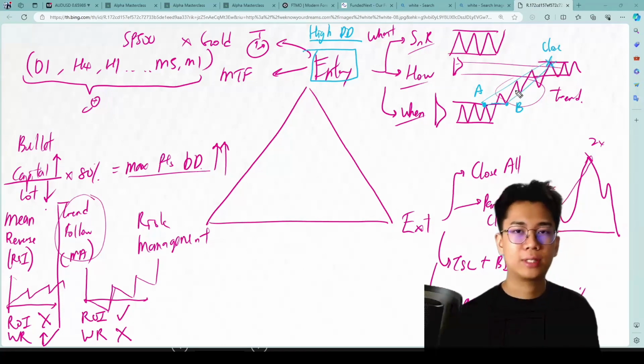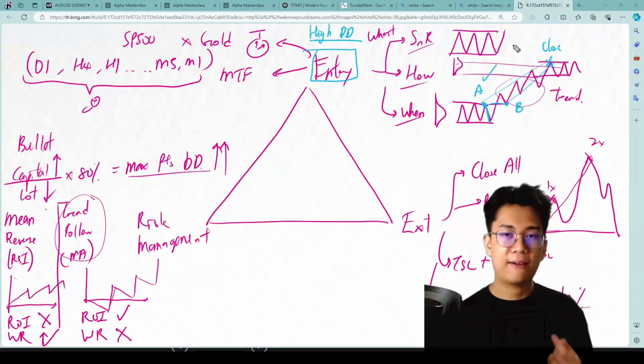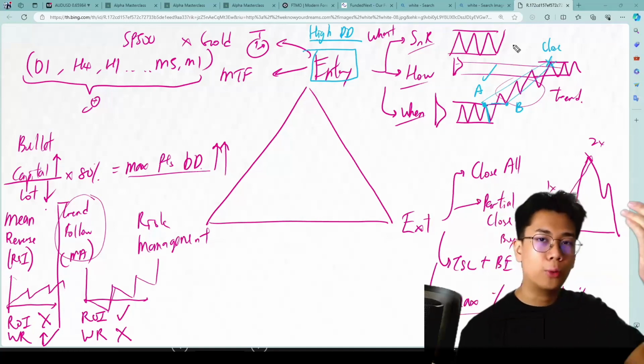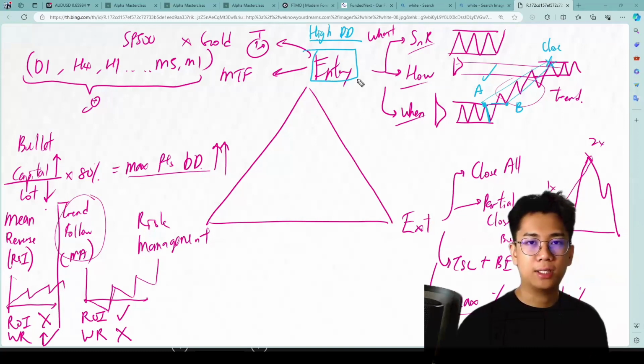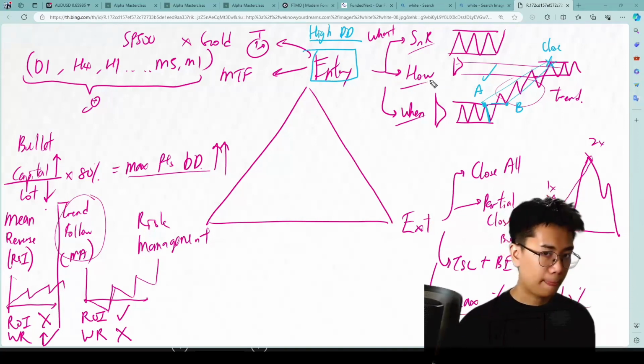Who has the highest drawdown? It's A. So A has more stress. If you really want to be good at lowering your drawdown, fix your entry. Find out this method, how to improve yourself further. And then your exit part.